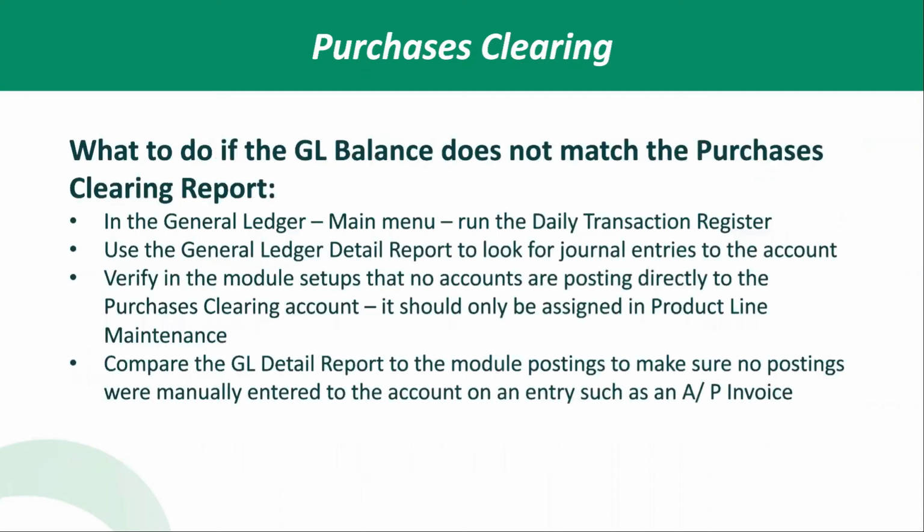All right, so what do you do if the report doesn't match the general ledger? Same thing: run that daily transaction register, make sure with the detail report that no journal entries were made, and go through your module setups and make sure that nothing has been set to post to that purchase clearing account. It should only be used in product line maintenance. And then make sure on the GL detail report that no postings came from another module. I have seen where people have used that purchase clearing account on an AP invoice.